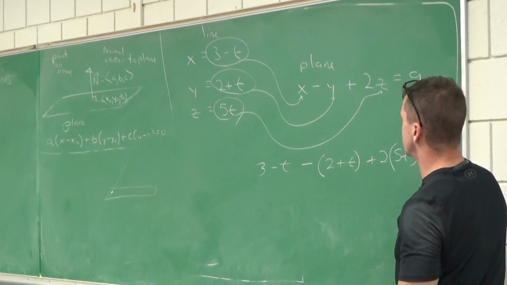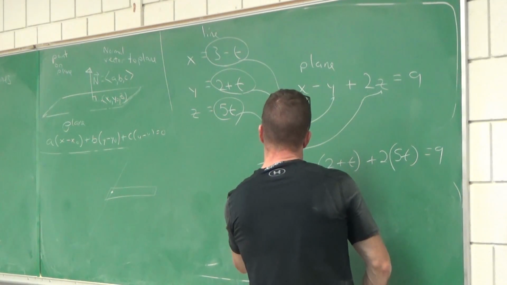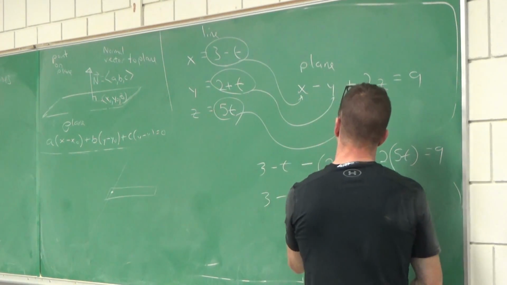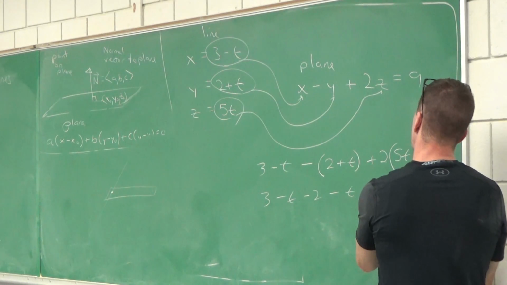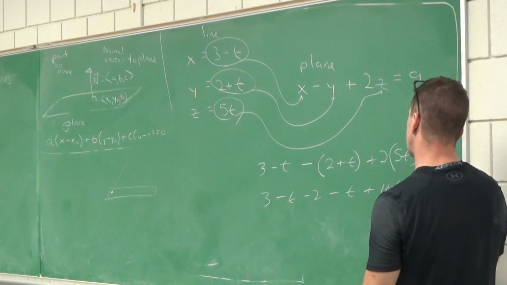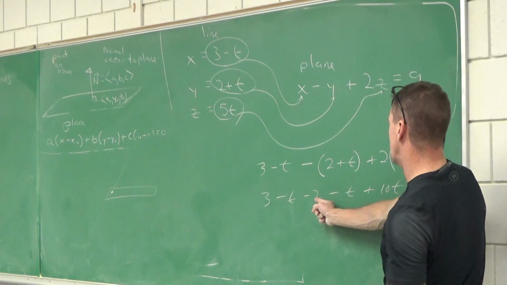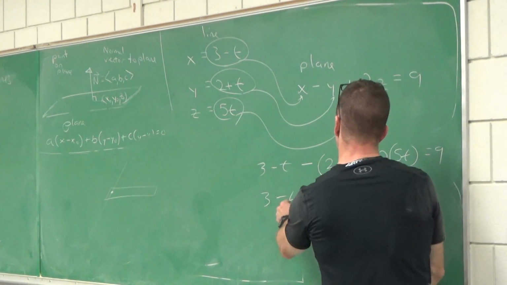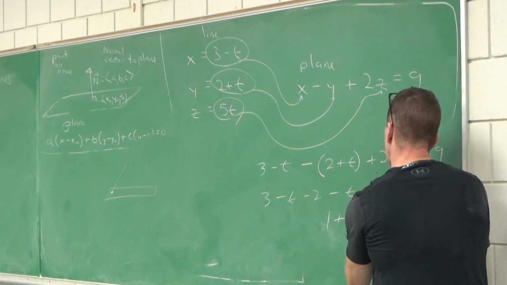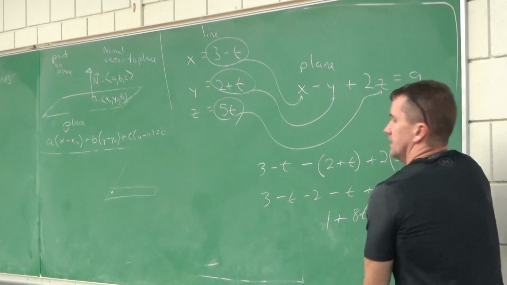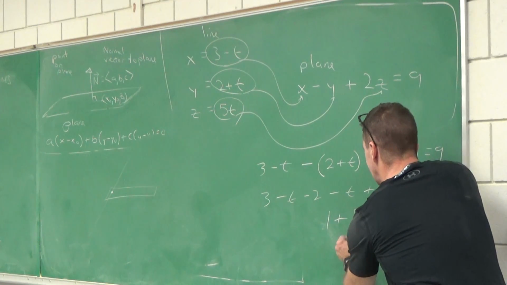Great idea. All right, what is all that? 3 minus t minus 2 minus t plus 10t equals 9. Like terms? 3 minus 2 is 1. So 1 minus t minus t plus 10t gives 1 plus 8t equals 9. Okay, you're kidding me. Was this easy? When I take 1 and subtract it from 9, what's the t? 1. Okay.